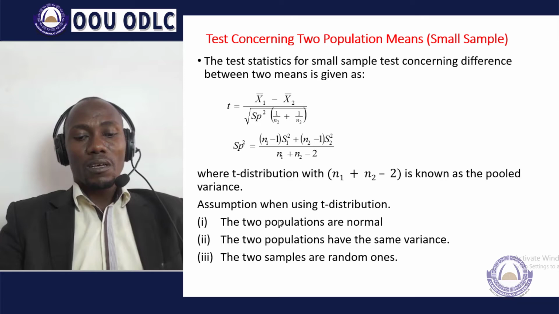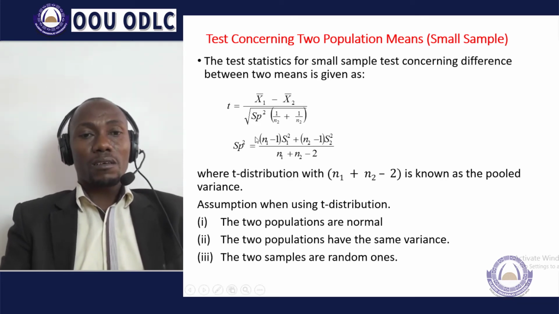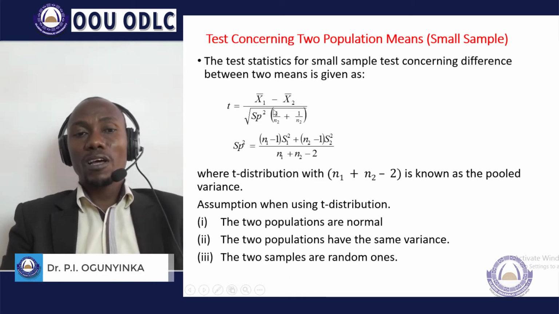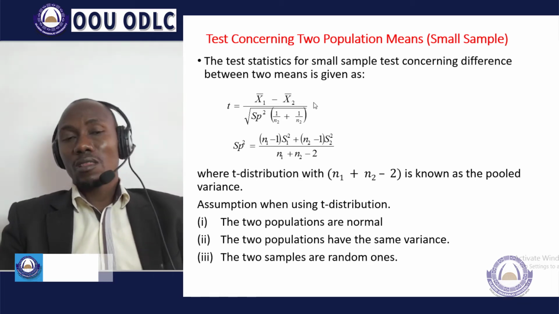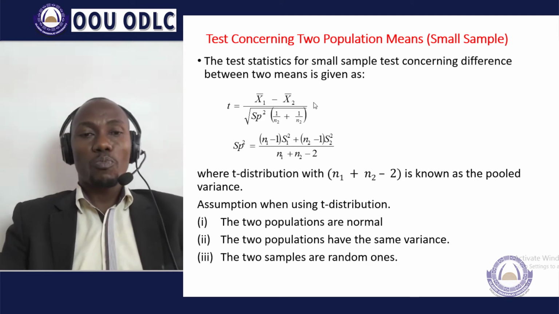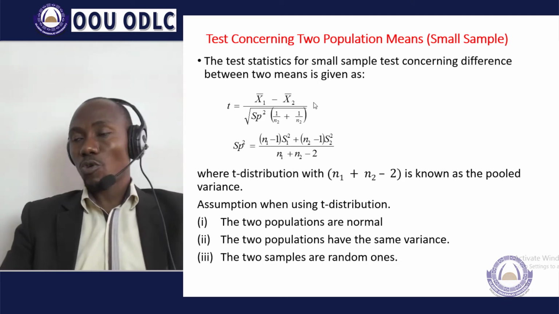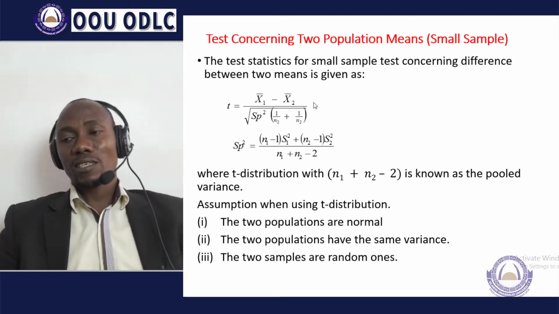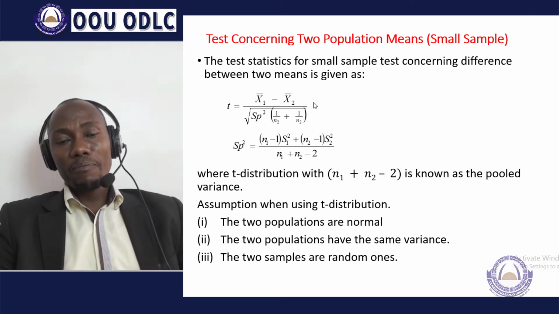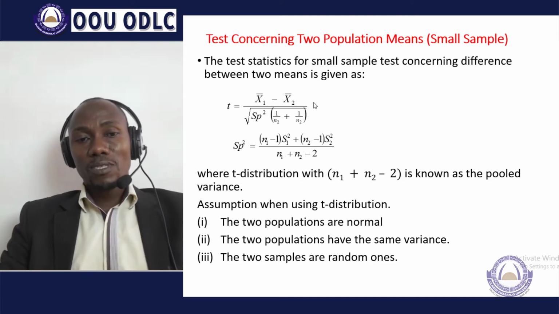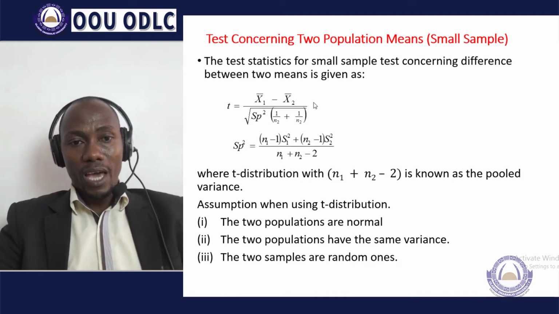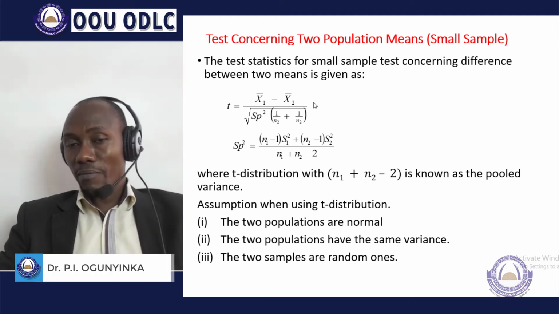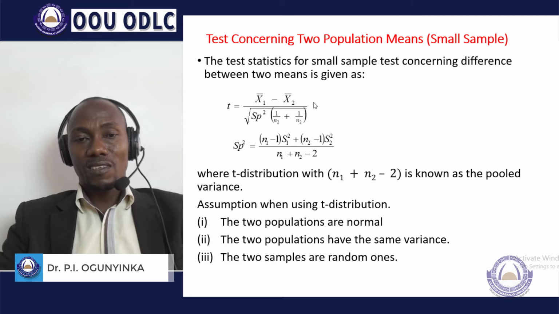The t statistic is given as in this equation, where the numerator is the difference between the two sample means from the two populations, and the denominator is the square root of S_p squared, the pooled variance from the two populations, multiplied by (1 divided by n1, the sample size from the first sample, plus 1 divided by n2, the sample size for the second sample).